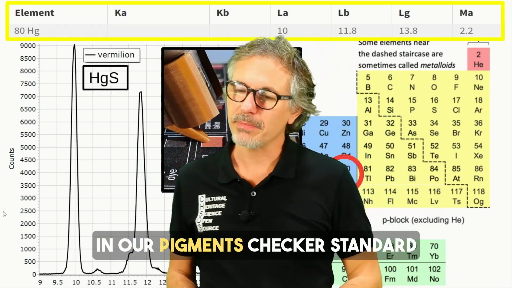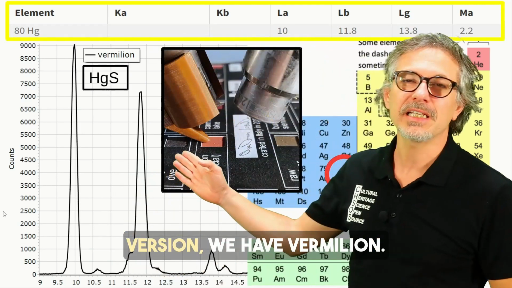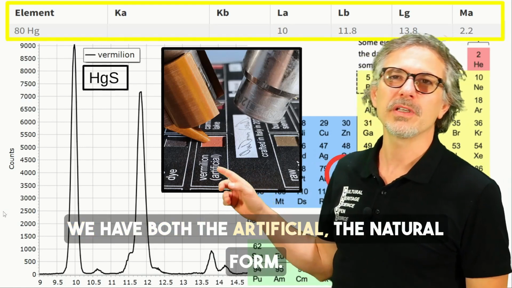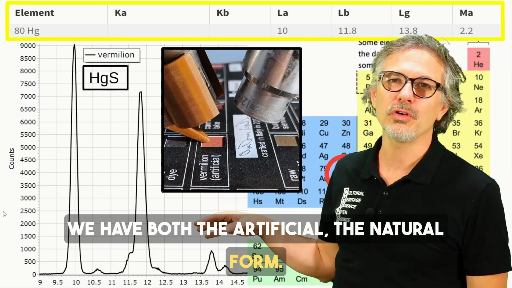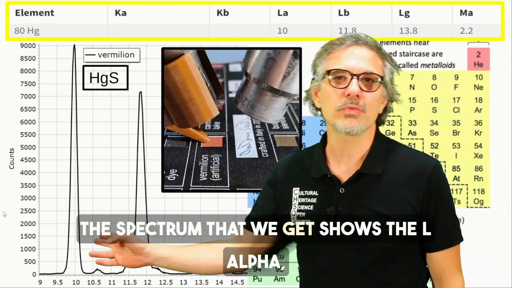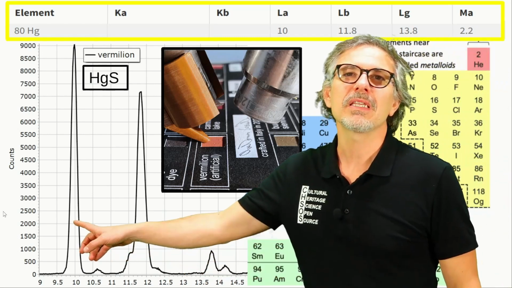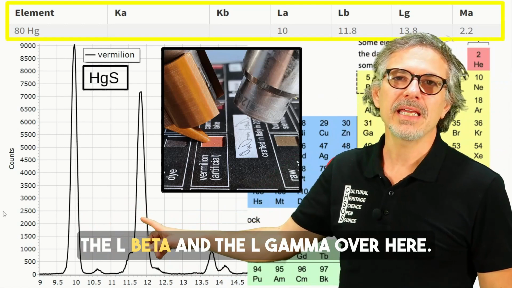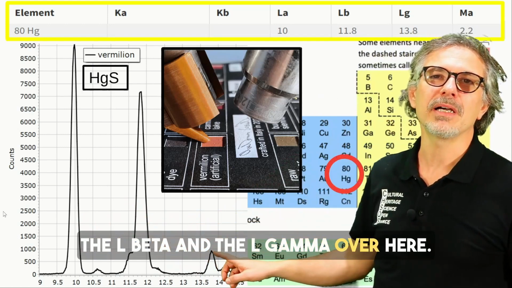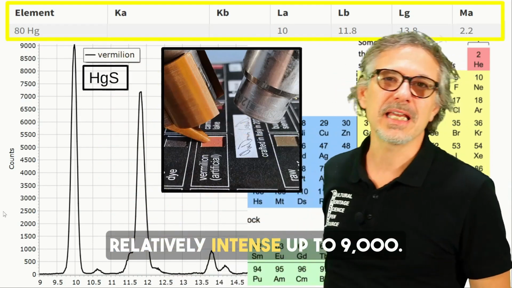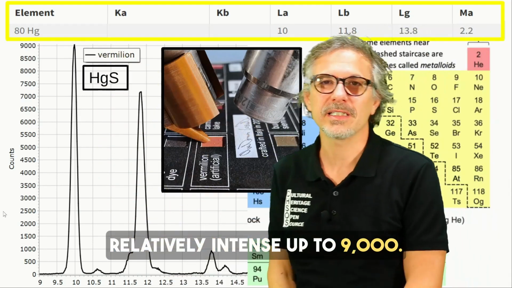In our pigment checker standard version we have vermilion. We have both the artificial and the natural form. The spectrum that we get shows the L alpha, the L beta and the L gamma over here, and we see the counts are relatively intense, up to 9,000.